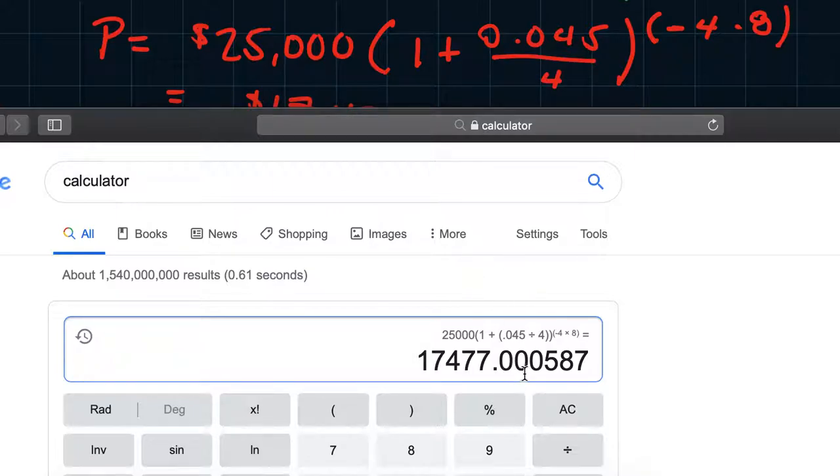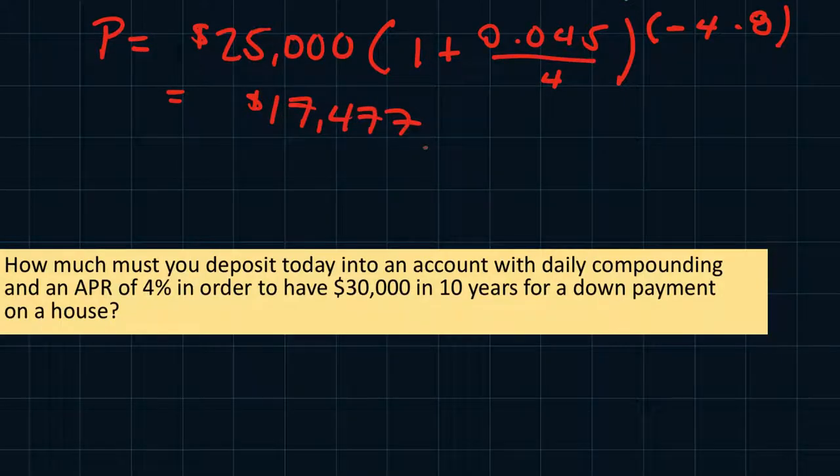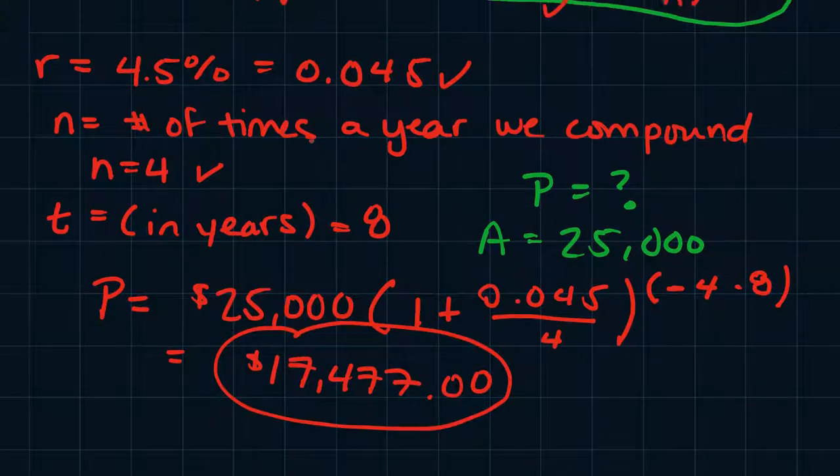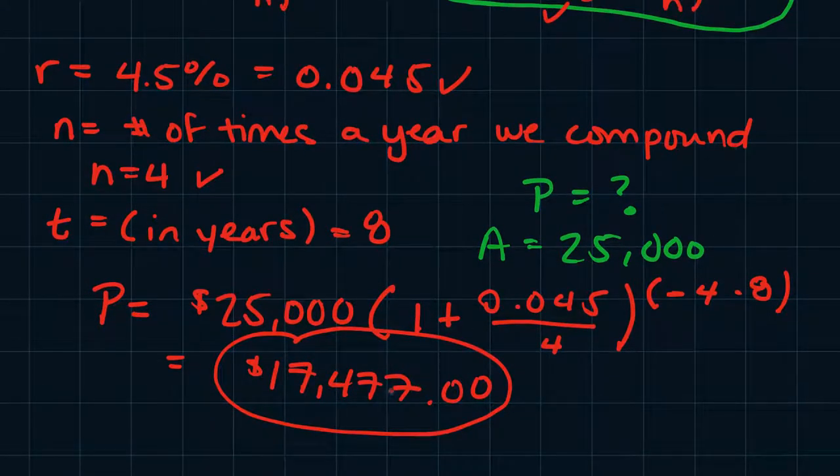Let's round to the nearest cent, which means round to the hundredth. So we need to put almost $17,500 into the bank account for 8 years in order to get $25,000. So this is what you've got to put in to make sure you get that $25,000 after the 8 years.